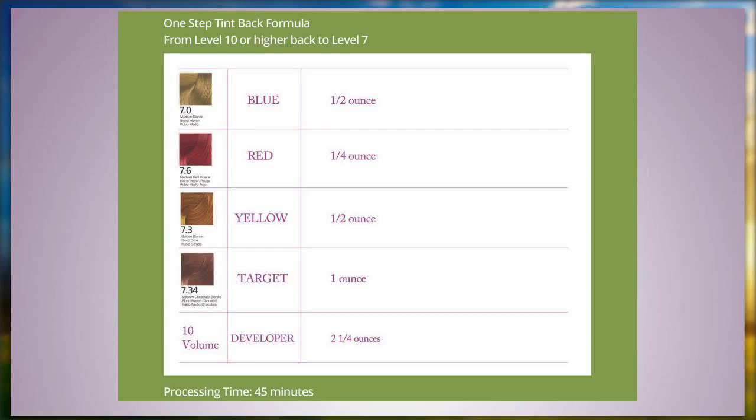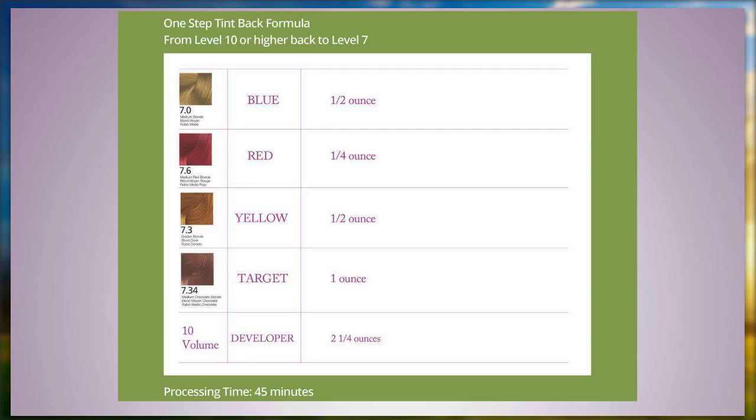My customer right now has been bleached out to around a level 10 or 11, right? She wants to be a level 7. What I want to do is use this formula to get her to look like a 7.34. That's a level 7 chocolate. Again, I'm going to use my 7.0 as my blue, my 7.6 as my red, my 7.3 as my yellow, and I'm going to use 7.34 as my target shade.